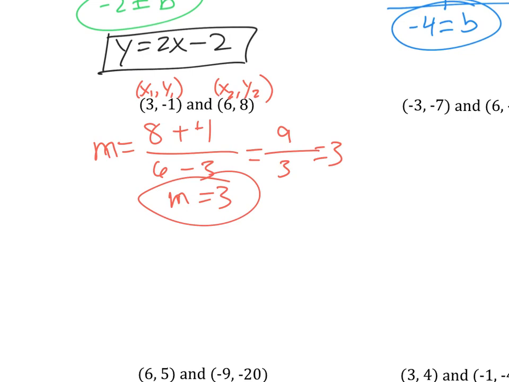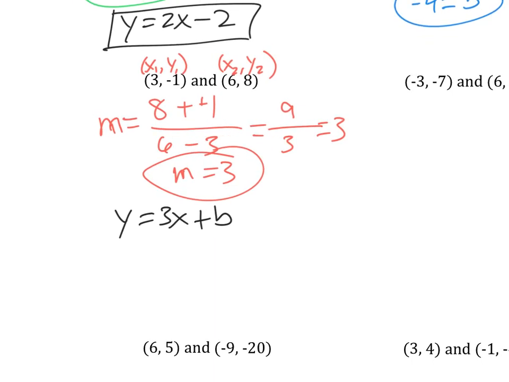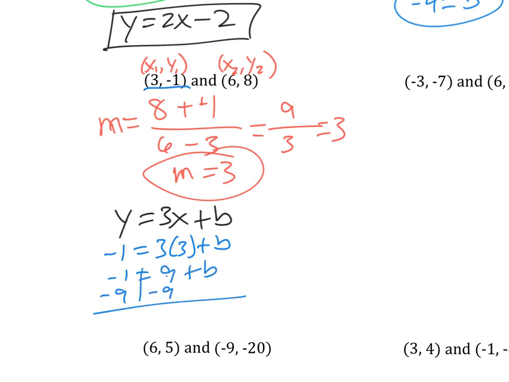So now we know that y is equal to 3x plus b. And we can substitute in our point. Let's choose the point 3, negative 1. So I'll take negative 1, substitute that in for y, and I'll do 3 times 3 plus b. We'll simplify. We'll get negative 1 equals 9 plus b. Subtract 9 on both sides. Negative 10 equals b. So that's our y-intercept there. Our final equation will be y equals 3x minus 10.